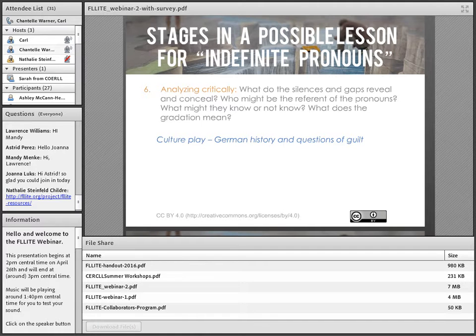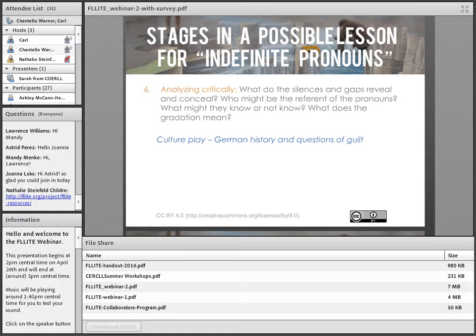And again, what does this gradation mean? Are these uncertainties, are these different perspectives, or are they different moments over the course of history? And do these uncertainties, the things that they don't know and that the poem doesn't tell them, leave learners feeling more addressed or less addressed by the poem?